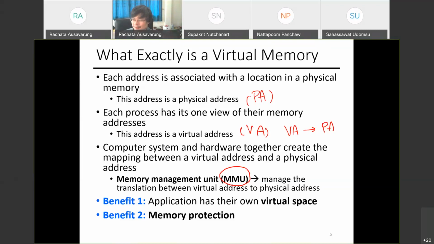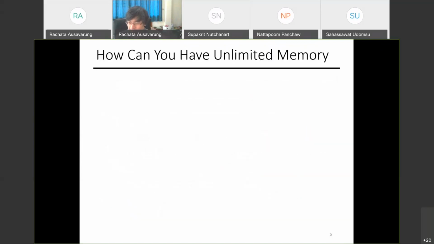Basically, this allows my virtual space to be protected from illegal accesses. As I said from last Wednesday, one of the quick examples of this is segfault. When you are trying to access something illegal, the operating system tells you that, hey, that's not legal, segfault, I'm gonna crash this program. Right?